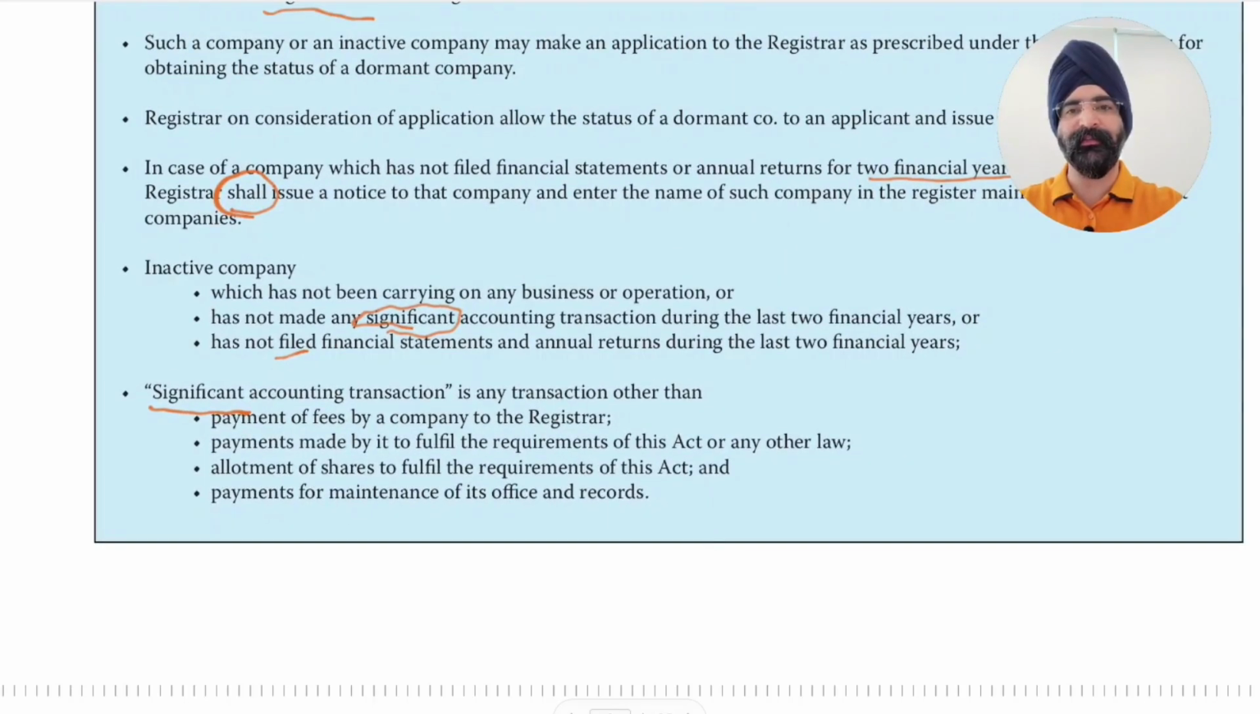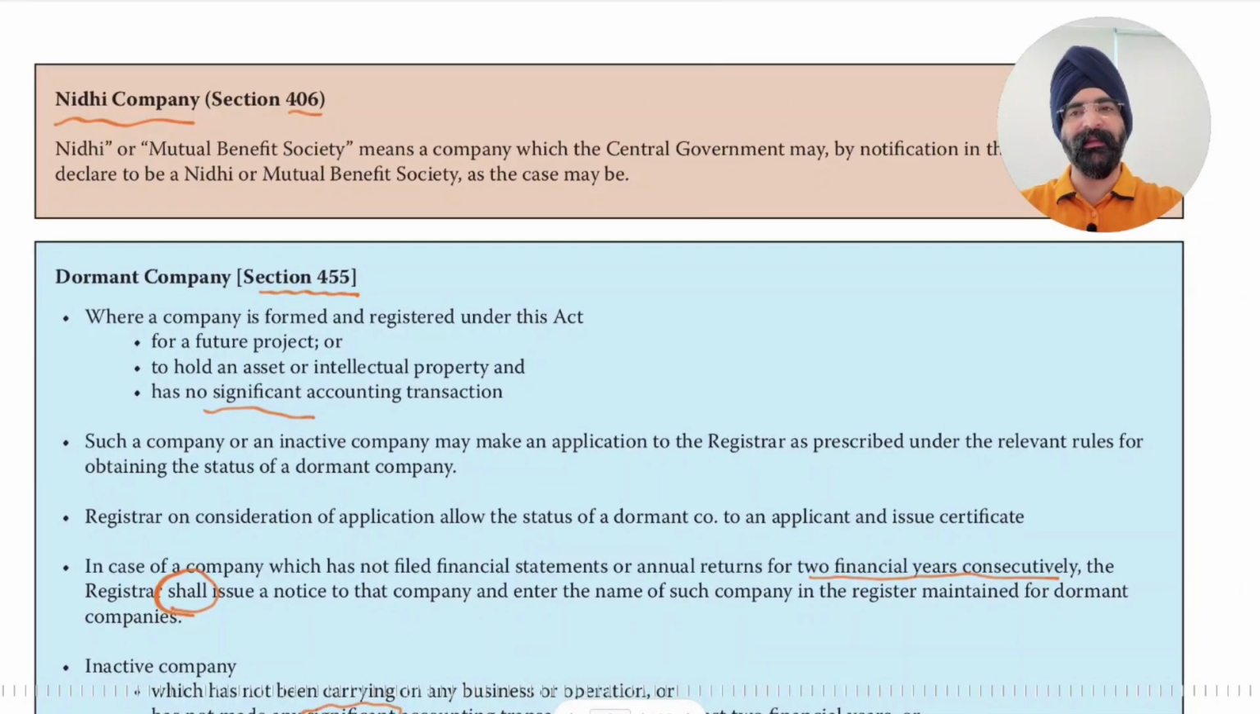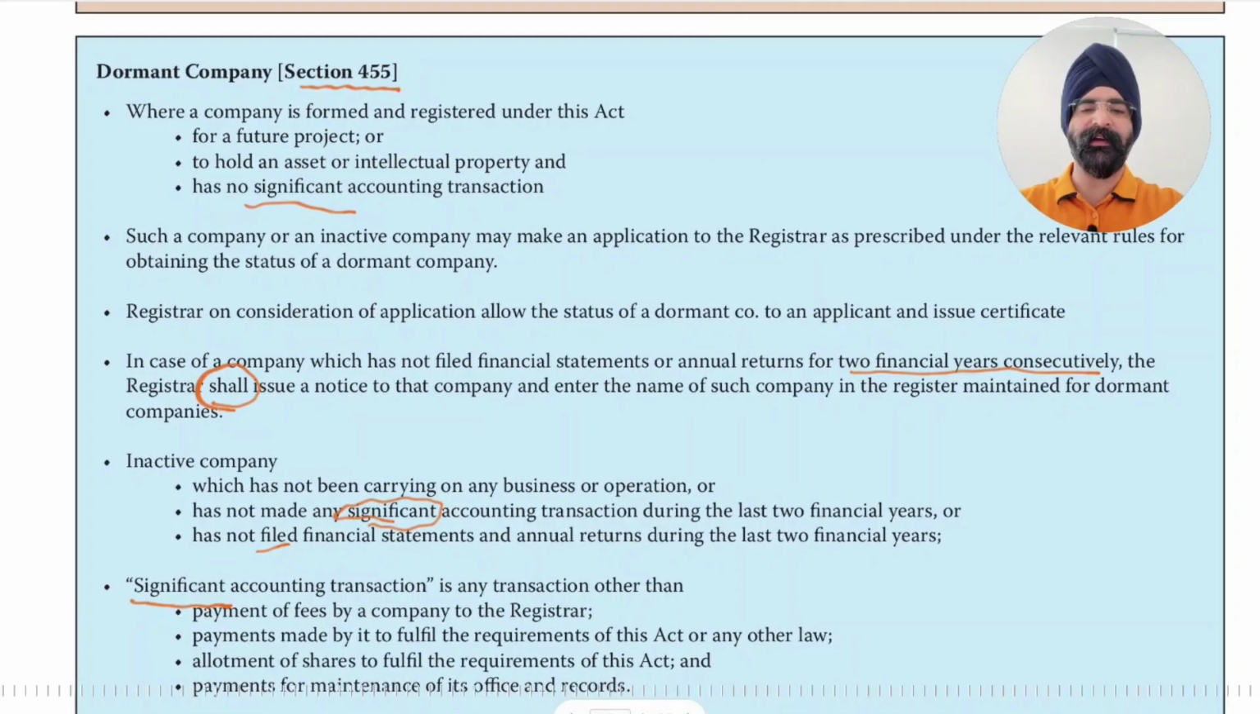Okay. So this was about dormant company. Before that we discussed Nidhi company. The section for Nidhi company was 406 and for dormant company is 455.